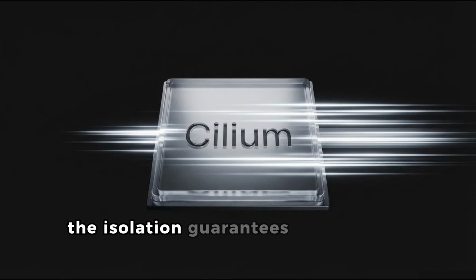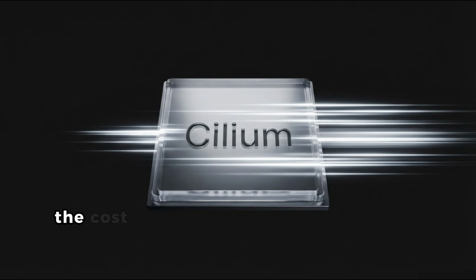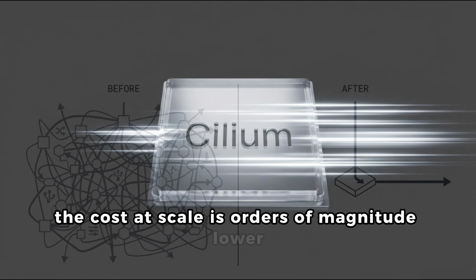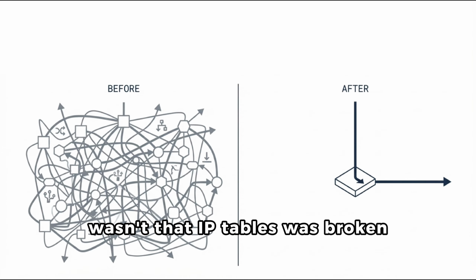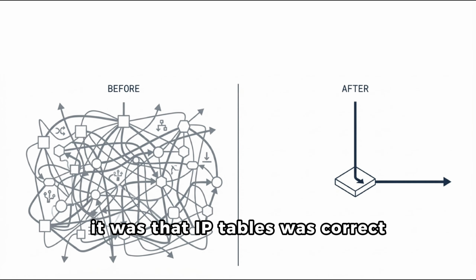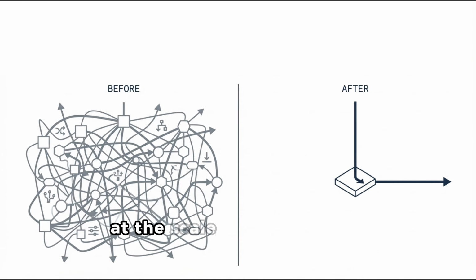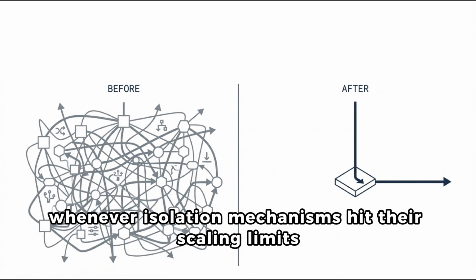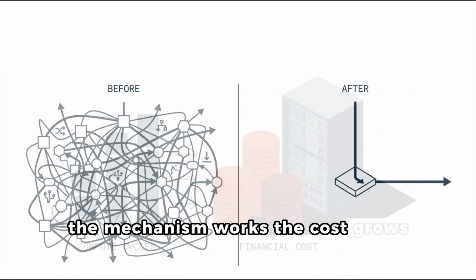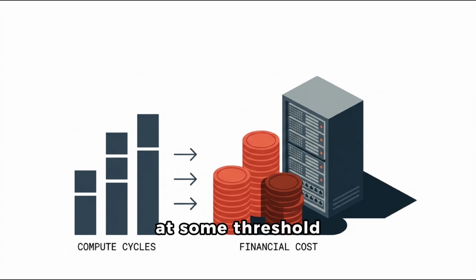The isolation guarantees are identical. The cost at scale is orders of magnitude lower. The reason the industry moved to it wasn't that iptables was broken, it was that iptables was correct, but unaffordably expensive at the scale that production Kubernetes clusters had reached. This is the pattern that plays out whenever isolation mechanisms hit their scaling limits. The mechanism works. The cost grows. At some threshold, the cost forces a re-architecture of the mechanism itself, not the workload it protects.